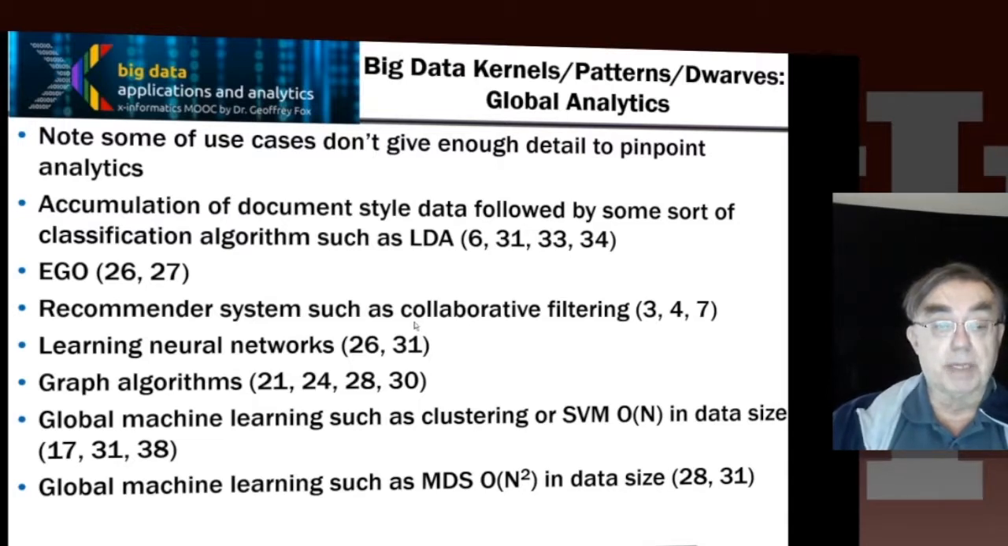When we come to machine learning, let's look at the global ones. Those are the big problems. And then you can see at least 2 different classes. One, like support vector machine, has a computational complexity of order the number of points in the data set, whereas something like multidimensional scaling goes like the square of the number of points in the data set.